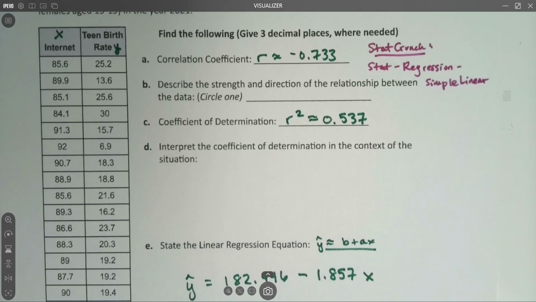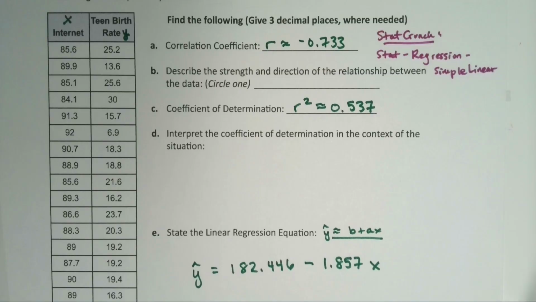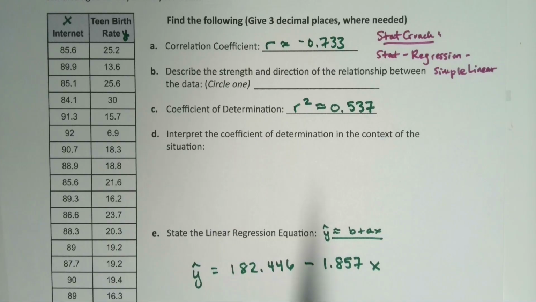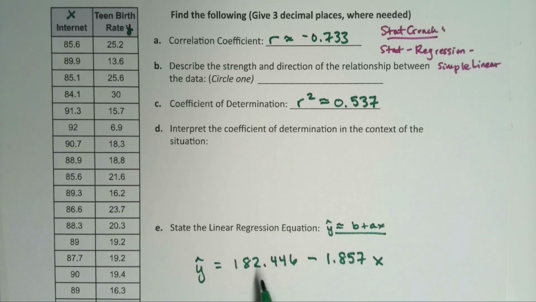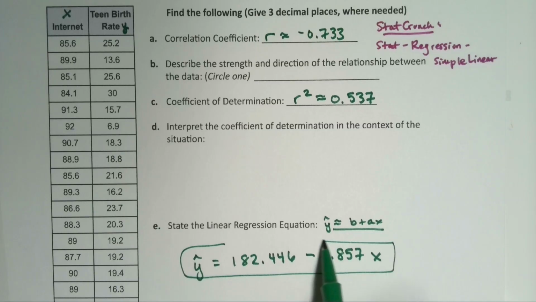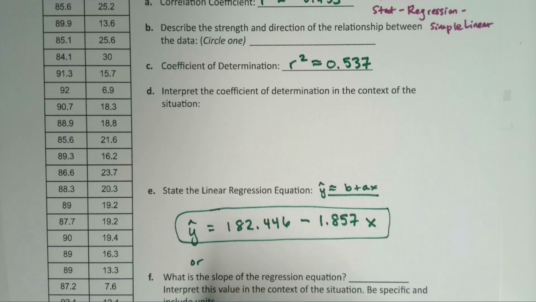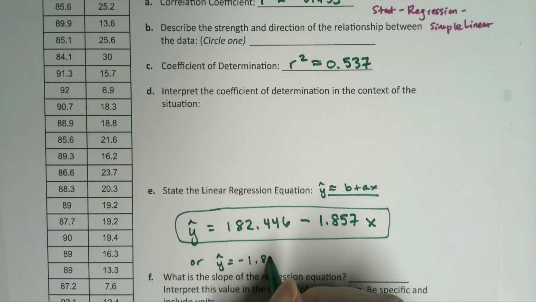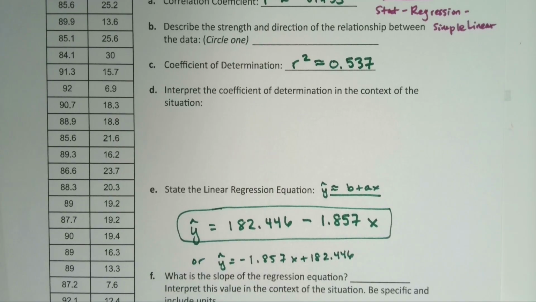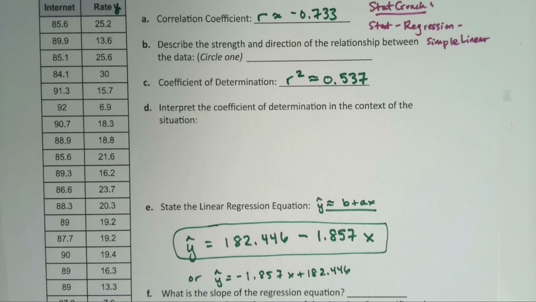Okay, so we just got a bunch of answers from StatCrunch. We know that r is negative 0.733, we know r squared is 0.537, and we know that this y hat equation right here is a number minus a number x. If you want to write it in the algebra way, that's fine with me, and probably fine with your instructors as well. I'm just not going to work from that, so it's negative 1.857 x plus 182.446. You do not have to write that if you don't want to. It's just some students are more comfortable with that, especially if they've been in algebra classes.